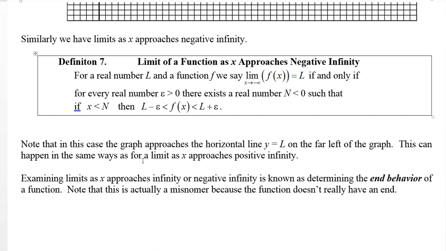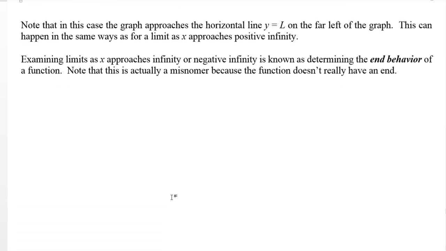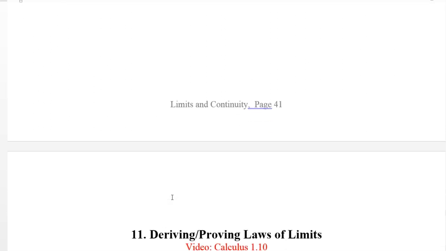Okay. Examining limits as x approaches infinity or negative infinity is also known as determining the end behavior of a function. And notice that this terminology is really a misnomer because the function doesn't really have an end to it. Typically, when you have limits as you go to infinity or minus infinity, the function goes out forever to the right or forever to the left. And so it doesn't really have an end to it. But it's still called end behavior for what happens way out on the far right and the far left.